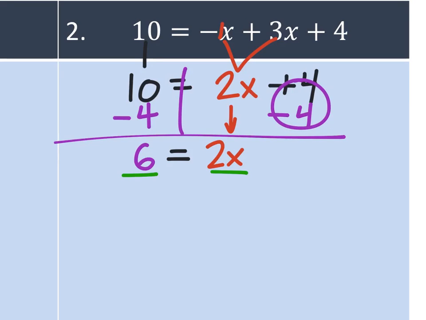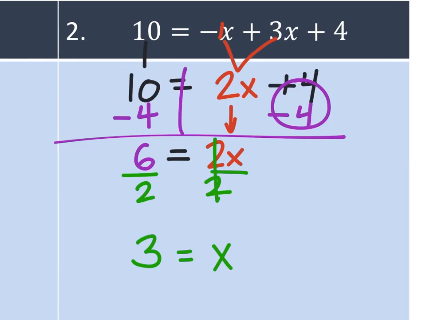Well, this is a one-step equation now because the coefficient of x is not 1. So we'll just divide the coefficient by itself, 2, which creates 1x, and that's a phantom 1 right there. But again, if I do it to one side, I got to do it the other side. 6 divided by 2 is 3.